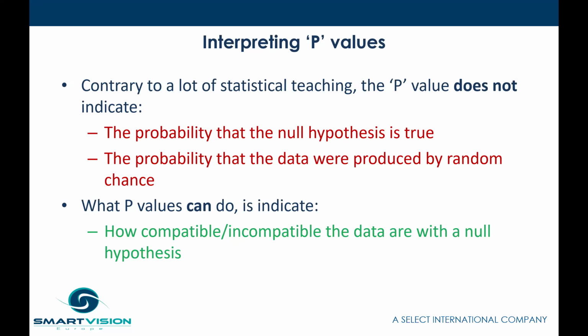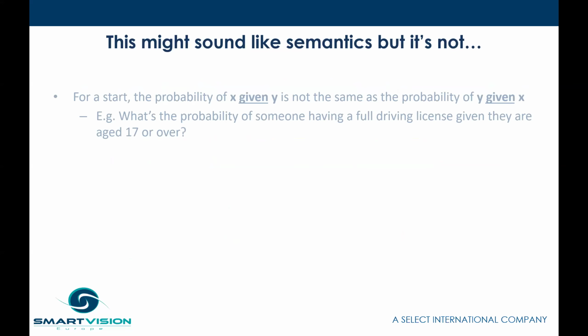It does not indicate the probability that the data were produced by random chance. What p-values can do is indicate how compatible or incompatible the data are with the null hypothesis. And that might sound like semantics, but it's not. The reason why it's not is because the probability of x given y is not the same as the probability of y given x.